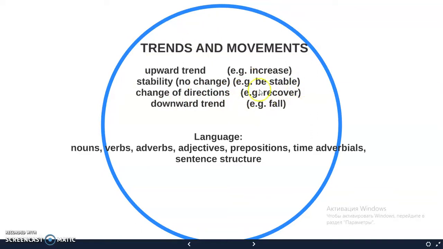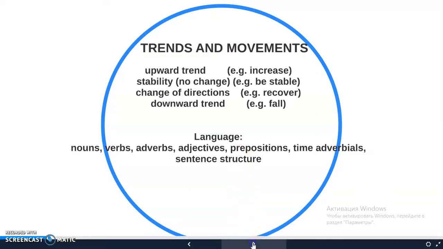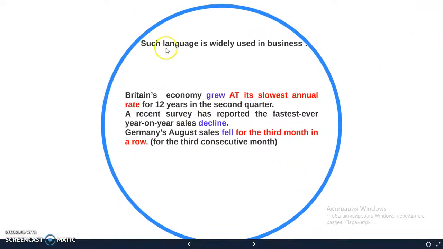So these are the main trends. The language: we need nouns, verbs, of course adverbs, adjectives, prepositions, time adverbials, and sentence structure. Usually we will have to present a wide range of sentence structures. So such language is widely used in business.